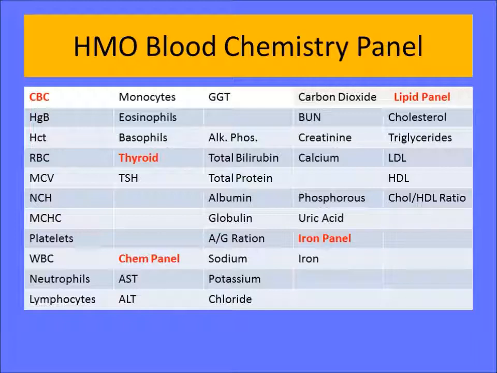For example, you can see that there is only one thyroid test, that being TSH, compared to 4 thyroid tests in the comprehensive blood chemistry panel. The TSH test alone is not sufficient to diagnose many thyroid problems.